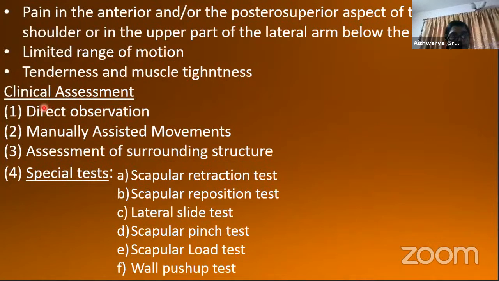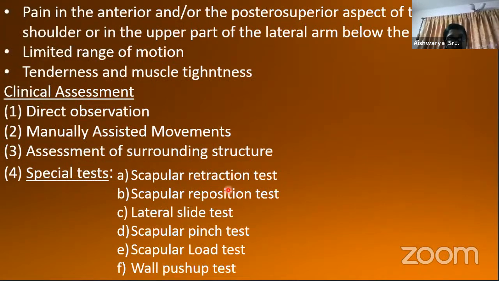Then you have to ask them to move their arm actively, either upward, that is a shoulder flexion, or sideways, which is abduction. And then you can see how the scapula moves. So you can see the mechanics of the scapula is being altered and how the prominence of the borders occurs. Next, we have the manual assisted movements. So this is where your therapist provides an assistance during the movement, and then you try to check. Now, this is done by the two tests called as the scapular retraction and the scapular reposition test, which we'll be talking about later.